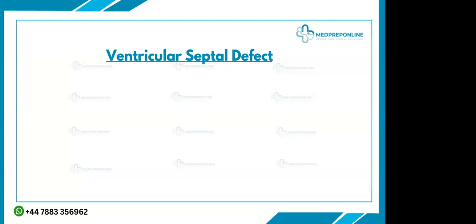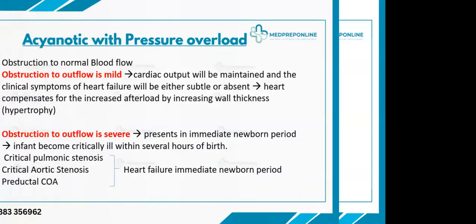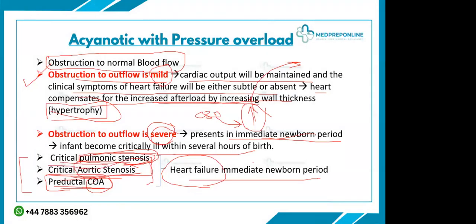Sorry, just a minute. How did we classify pulmonary stenosis or aortic stenosis under cyanotic heart disease? My question is that. Sorry, can you repeat the question? I'm asking how you classified pulmonary stenosis or aortic stenosis under cyanotic heart disease. Yes, I gave you the exception here: only critical aortic stenosis is in that group, and it will not be cyanotic. It will present as heart failure in the newborn period.